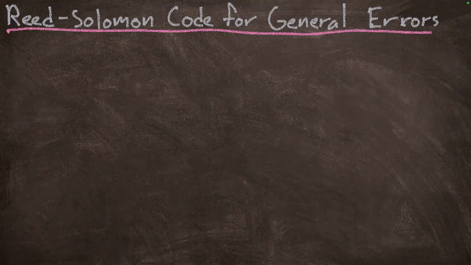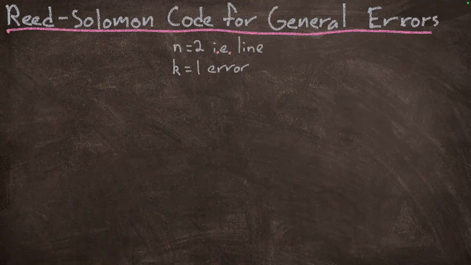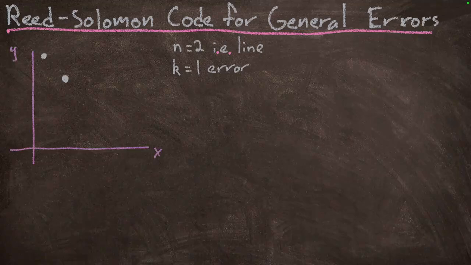All right. So let's see how to actually do this. Let's look at some small examples. Let's say n equals 2 and k equals 1. So n equals 2 is the number of message symbols we're sending. In this case, it's a line, and k equals 1 is one error. So if I show you these 4 points, can you tell which one is the error? Right. There's the error, and there's the line.